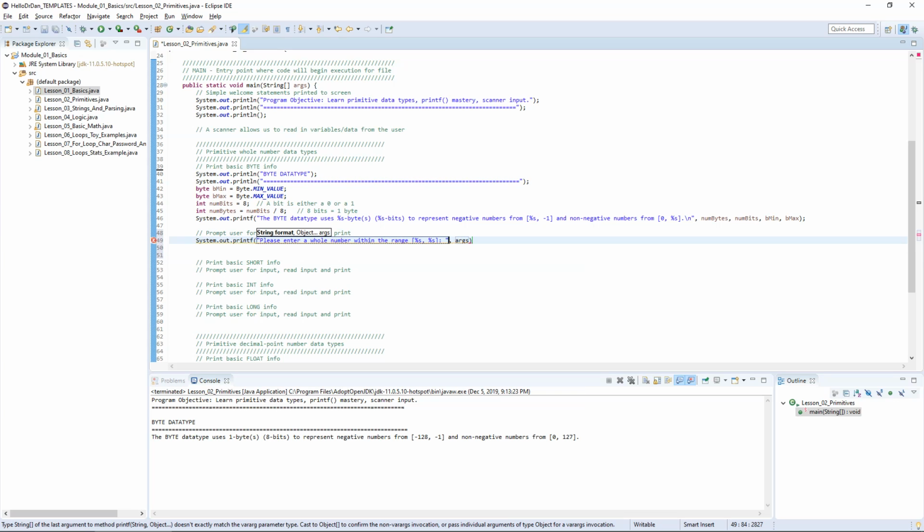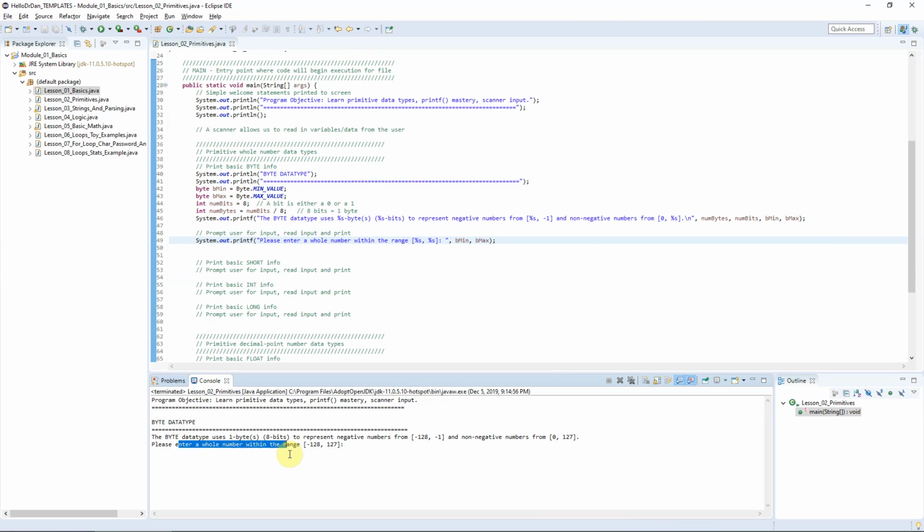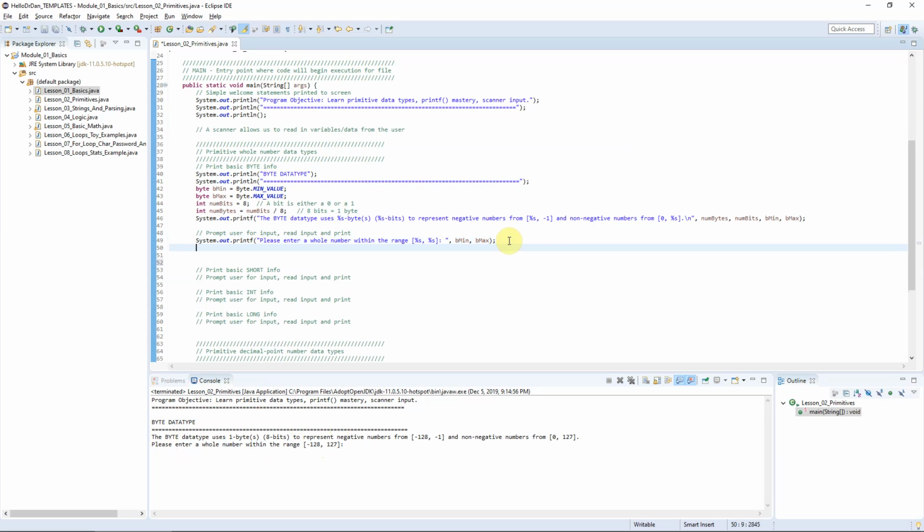Okay, and then I'll close that with the quote. And then I'm going to plug in my bmin and my bmax. So I'm basically asking the user to enter some value. So go ahead and run this. Please enter a whole number within the range -128 to 127. And then I'm going to go ahead and read this in.